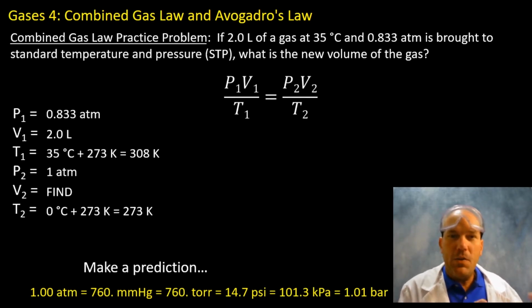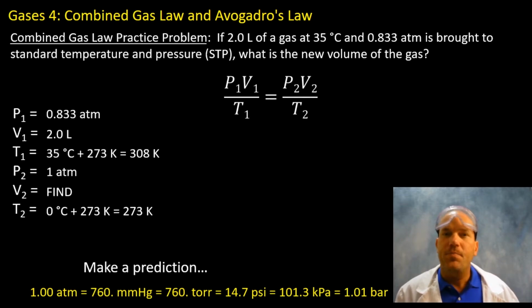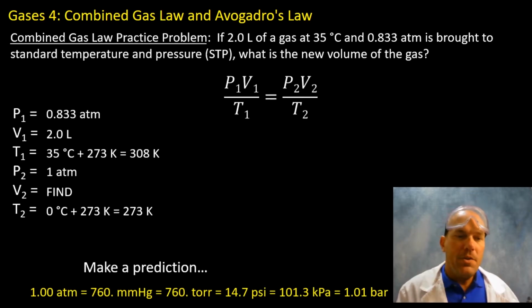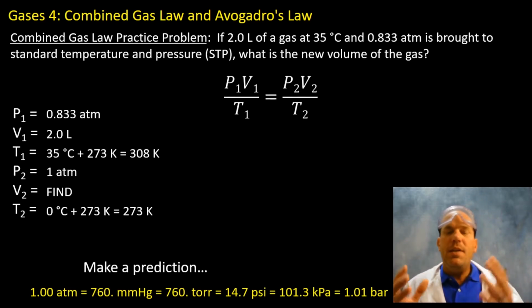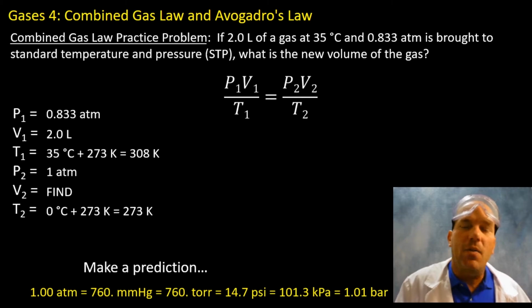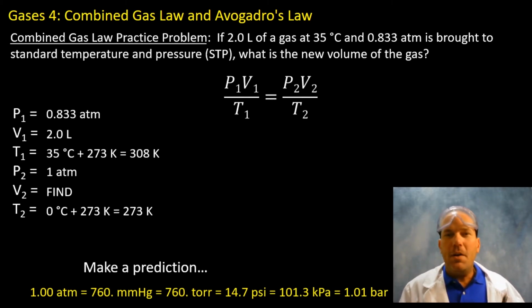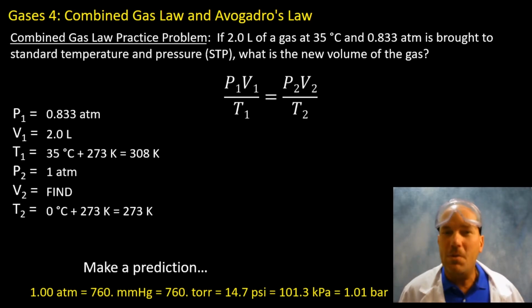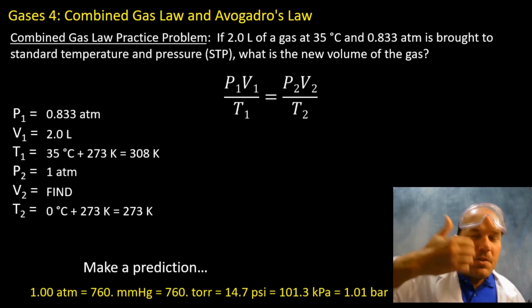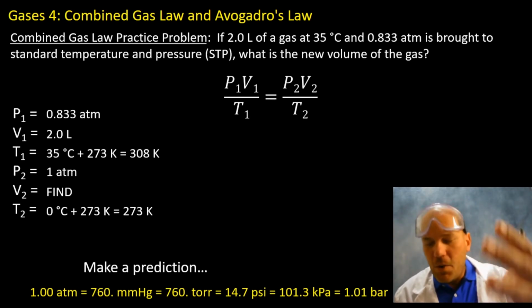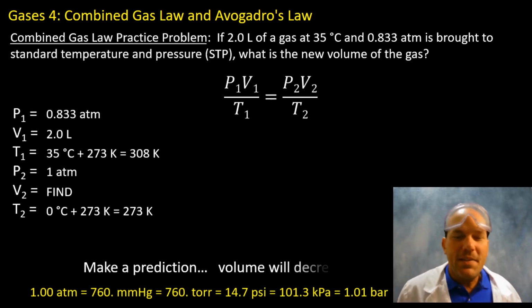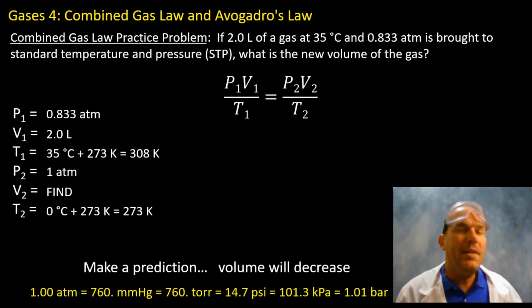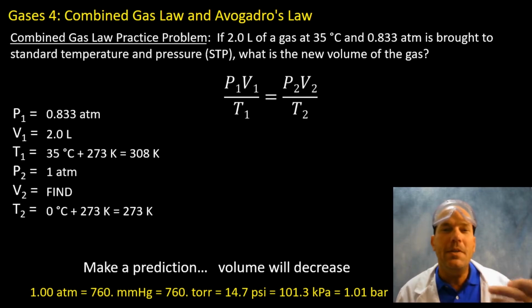It is brought to 1 atmosphere. So pressure is going to go up. Pressure is going up. Temperature is going down. Well, remember, according to Boyle's law, which states pressure and volume are inversely proportional to one another. So if pressure is going up, volume is going down. So in both instances here, we would predict that volume will go down or decrease.